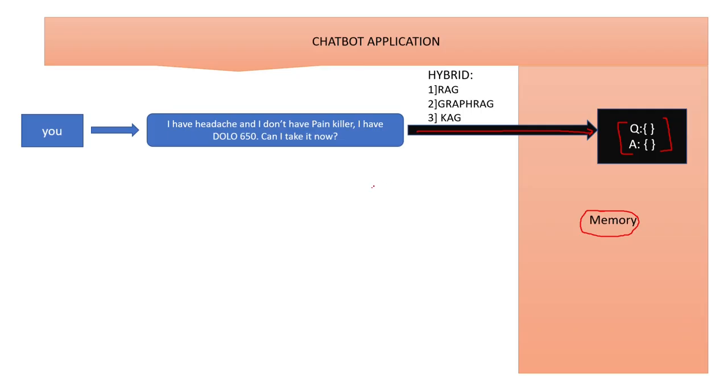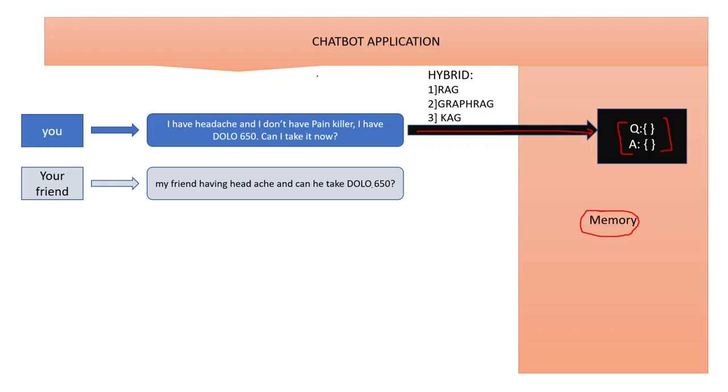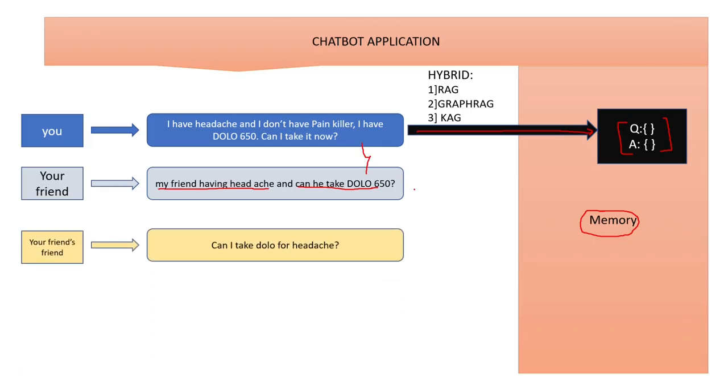So you tell this story, that you are having a headache, to your friend. Then your friend takes your chatbot and asks the question differently: my friend is having a headache, can he take a Dolo 650? These are semantically related. Then he tells another friend, who asks: can I take a Dolo for a headache? This is also semantically almost similar.